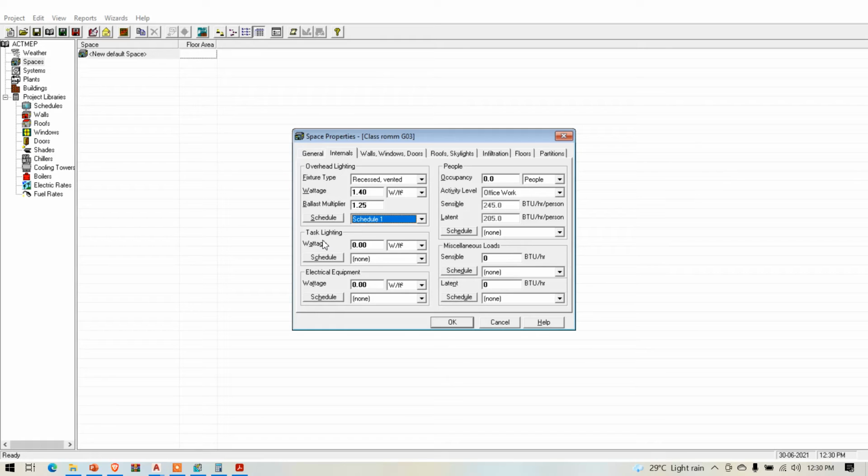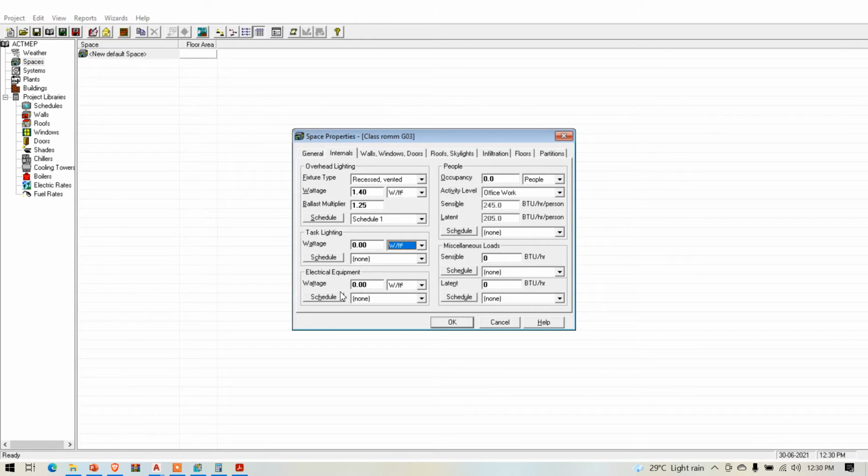Since it is a classroom, here we don't have any task light. If you consider any lab, in the lab we have a projector, so there we consider the projector, but since here we don't have one, we need not consider any task lighting. If you have task lighting, the procedure is the same. Either you can go with watts per square feet, or else you can go with watts. Again the schedule, how many hours we are using, for that we have to create the schedule over here.